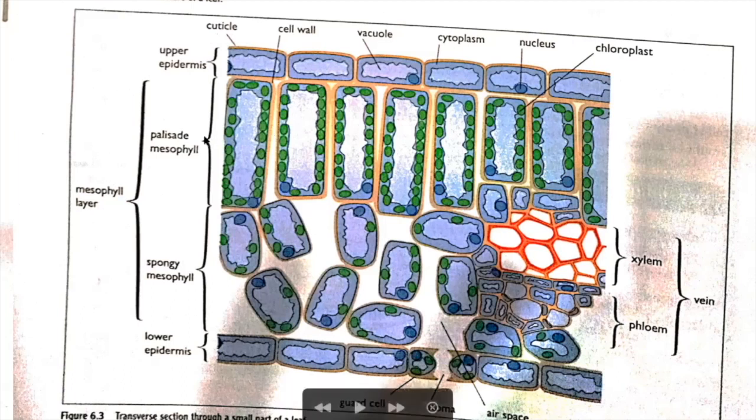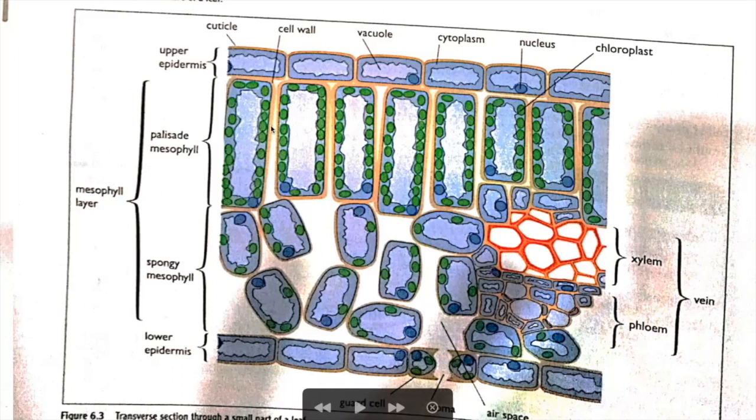Okay, the next one is palisade mesophyll cell. Ni awak tengok ni. Palisade mesophyll cell ni, fungsi dia yang pertama adalah they have chloroplast. Ni, warna hijau ni, maksudnya dia ada chloroplast. Apa fungsi chloroplast? To carry out photosynthesis. So the first function of palisade mesophyll is it has chloroplast for photosynthesis. Itu fungsi dia yang pertama.